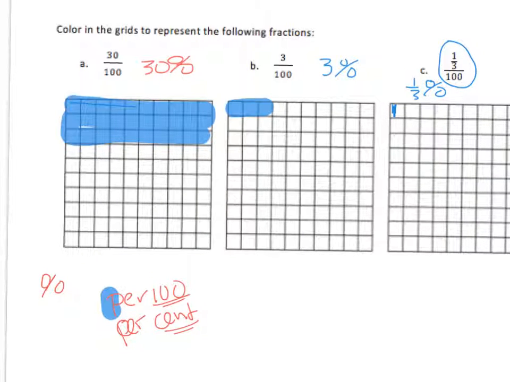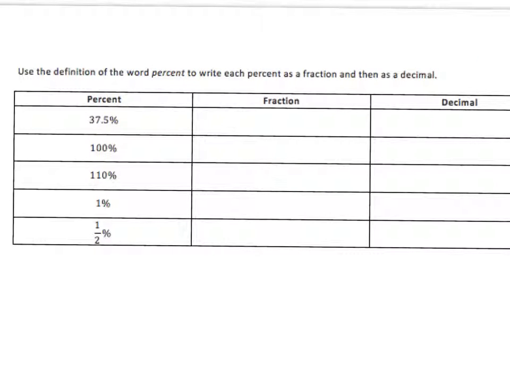On your assessment, you will have to do something very similar to this to get a beginning. So this is like a beginning question. Alright, so it says use the definition of the word percent. So remember we talked about percent means per 100 or over 100 to change the percents to fractions and decimals. Okay, so here, we're just going to put everything over 100, like this.